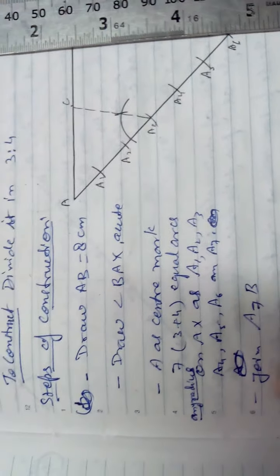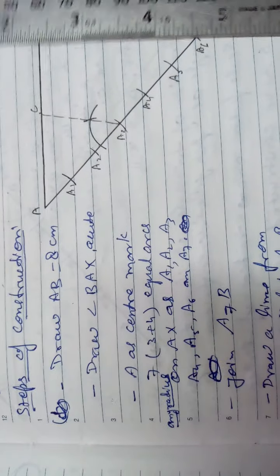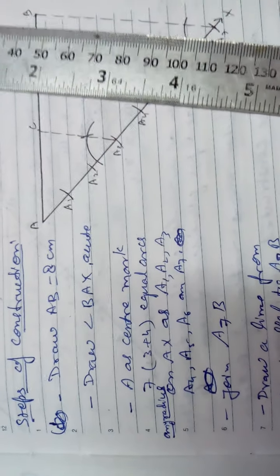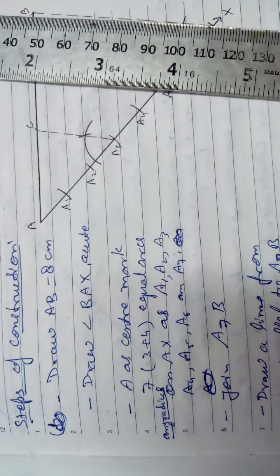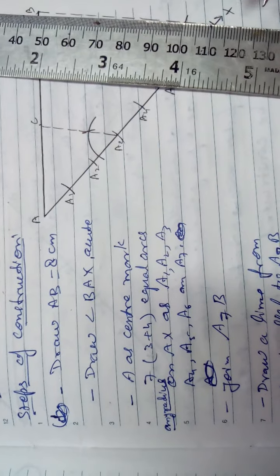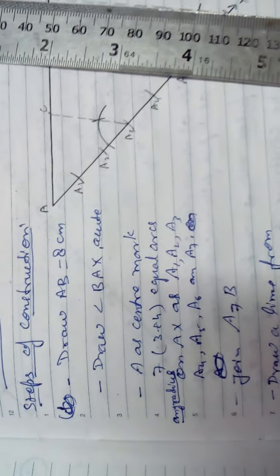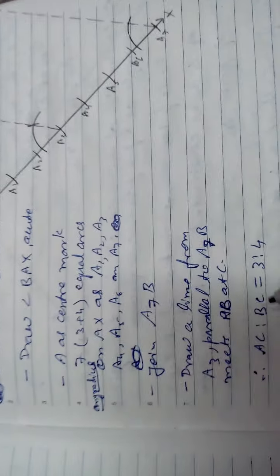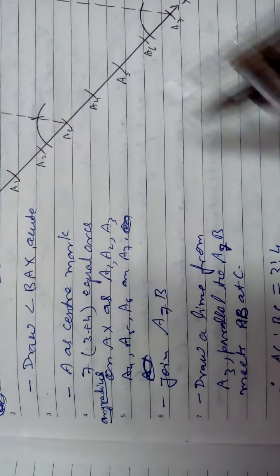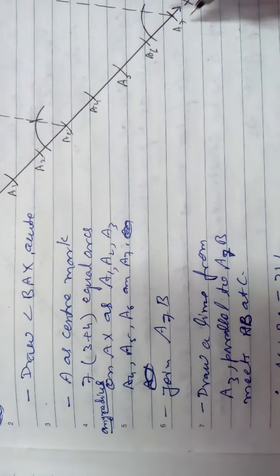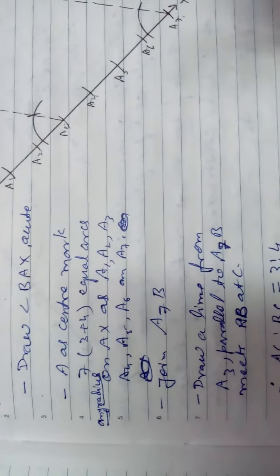Then join A7, because it is the last, with the end point of the line segment. Like this we will put and join it. A7B we will join with a dotted line. Then next step, draw a line from A3 parallel to A7B.